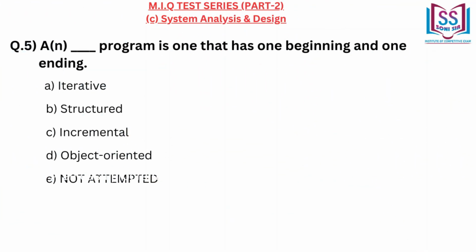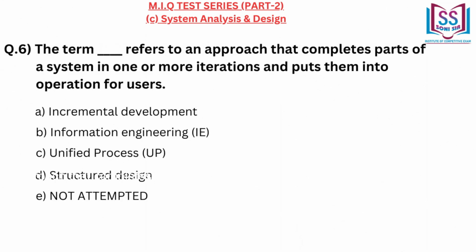A dash program is one that has one beginning and one ending. A. Iterative. B. Structured. C. Incremental. D. Object-oriented. The term dash refers to an approach that completes parts of a system in one or more iterations and puts them into operation for users. A. Incremental development. B. Information engineering, IE. C. Unified process, UP. D. Structured design.